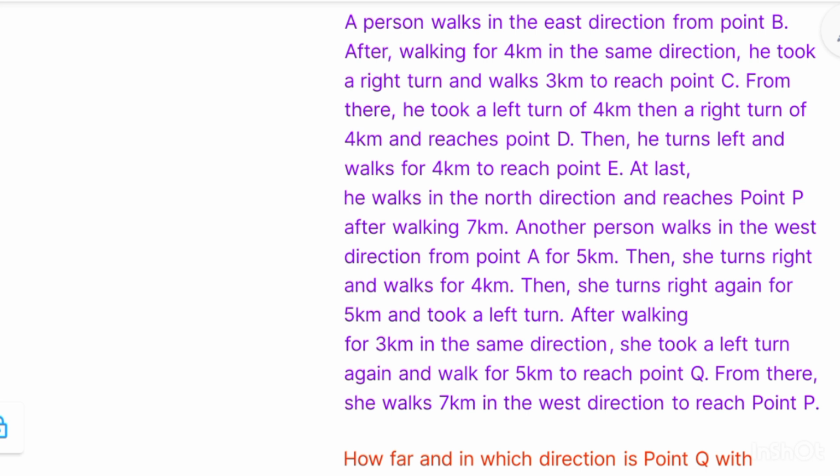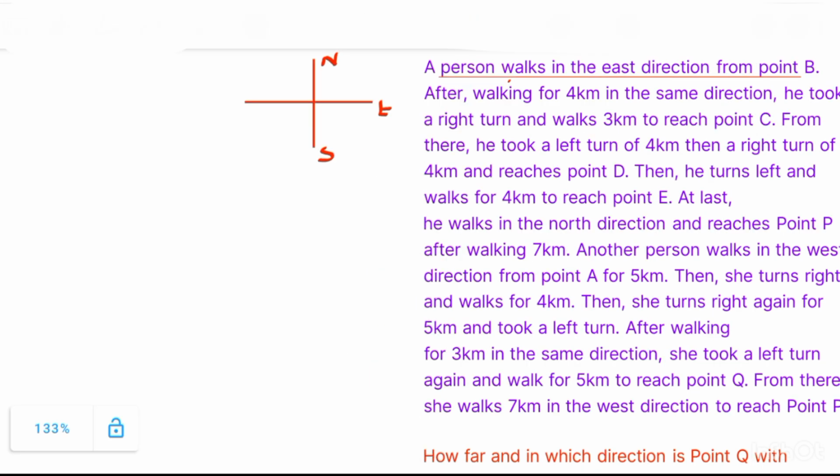and it's given that a person walks in east direction from point B. So let's make the direction first. So we know that this is north. North is here. This is south and this is east and this is west. So the person walks in the east direction from point B. So let us assume that this is point B and the person starts to walk from B towards east direction. So in this direction. Okay.